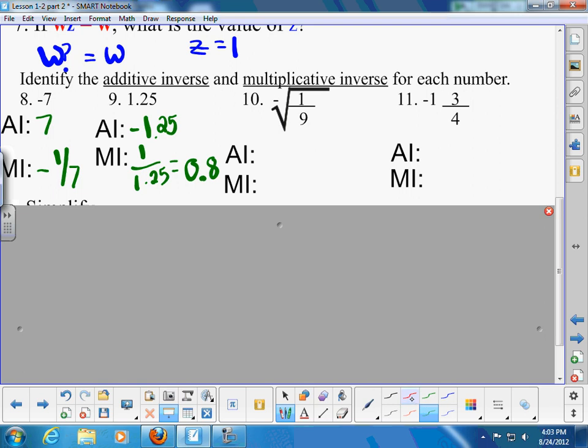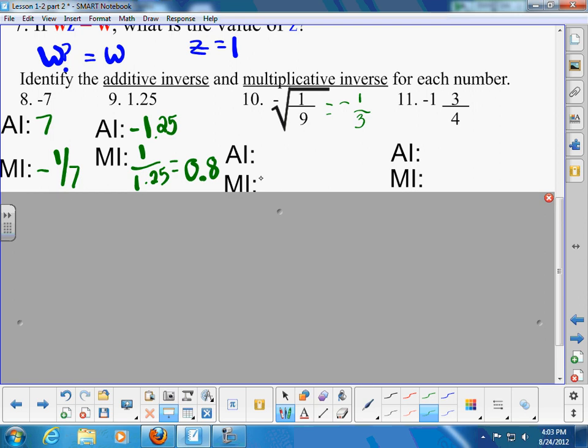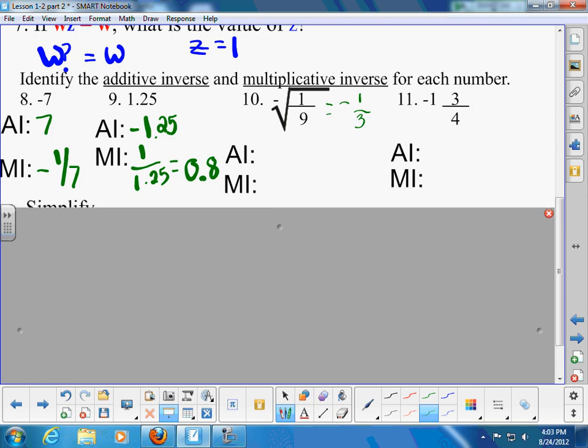Number 10 is negative square root of 1/9. We must first evaluate that before we can determine either inverse. So the negative on the outside indicates that this is a negative fraction. The square root of 1 is 1. The square root of 9 is 3. So we're really talking about the fraction -1/3 here. So that determines that the additive inverse here is +1/3. And the multiplication inverse here, same sign, and flipped fraction would simply be -3.